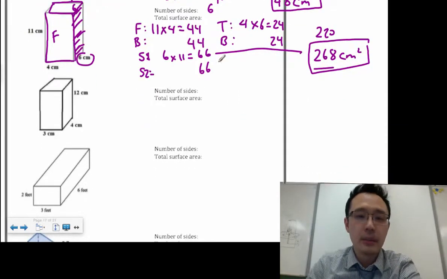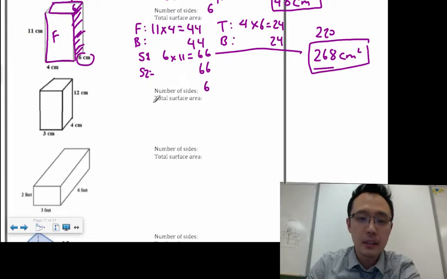The next one is similar to the previous one. So the number of sides is going to be 6. I'm going to break this down again.